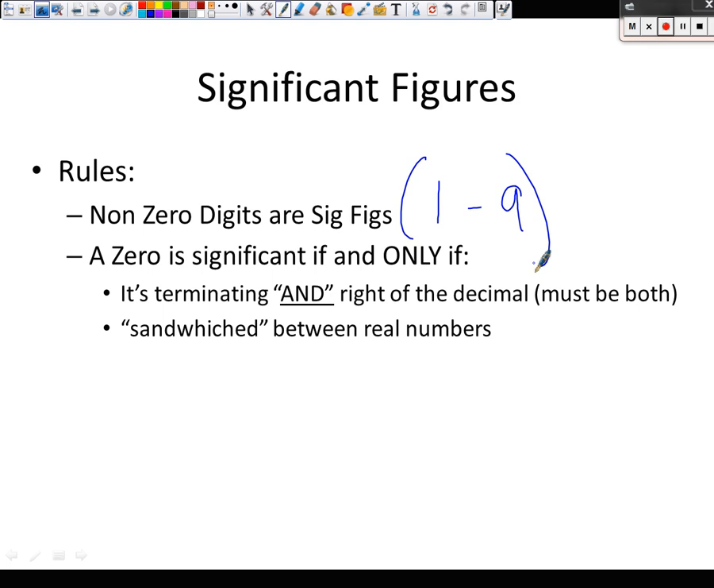All right, so how do we know if a zero is significant? So here's the key. First of all, it's if and only if it adheres to these rules. So the first one, it is terminating. I'm going to come back to that word, but that's where everybody looks at it and says, I don't know what that means. We'll talk about it in a second. It's terminating and. What does it mean by and? It's got to be both. Very good. It's terminating and to the right of the decimal. Now, I feel that you guys understand what it means to be right of the decimal. That's the easy part. The terminating part is the issue.